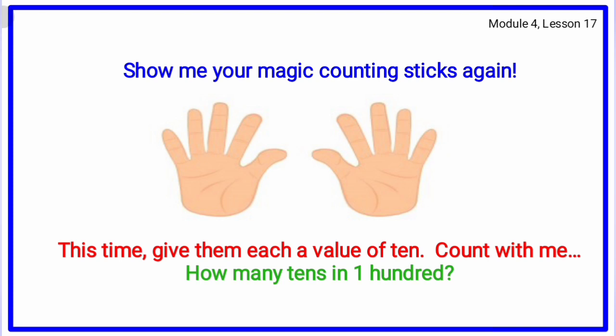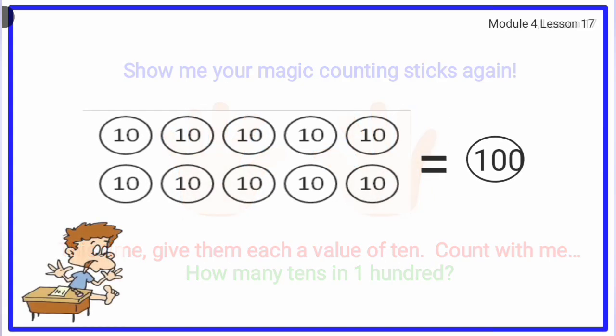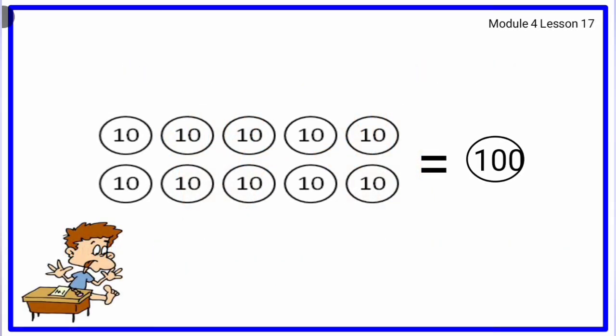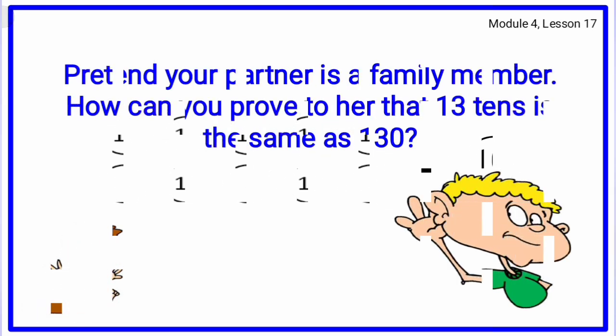Good. 10 tens makes 100 because I use the same 10 fingers I used when I was counting in ones. I used the same fingers in counting in tens, but now the value has changed. So 10 tens makes 100. Okay, you can see my tens. I have 5 tens up there and 5 tens below. Together it makes 10 tens, and that is 100.